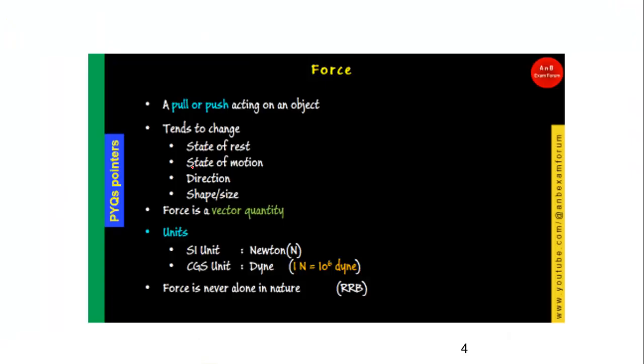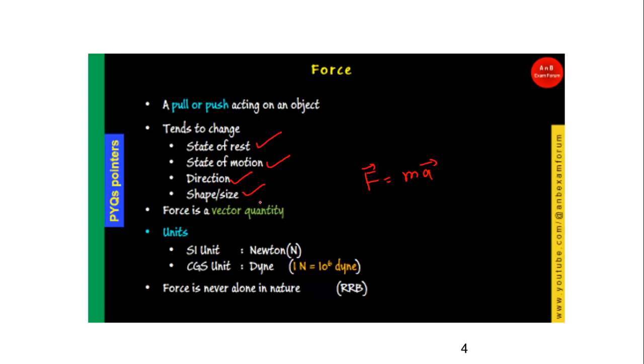We have seen the definition of force in our theory class, where we discussed that force is a pull or push acting on an object, and whenever there is a pull or push, it changes the state of rest, state of motion, direction, and shape and size. Force is a vector quantity. Why? You know that force is mass into acceleration. Acceleration is a vector quantity, so force will also be a vector quantity.